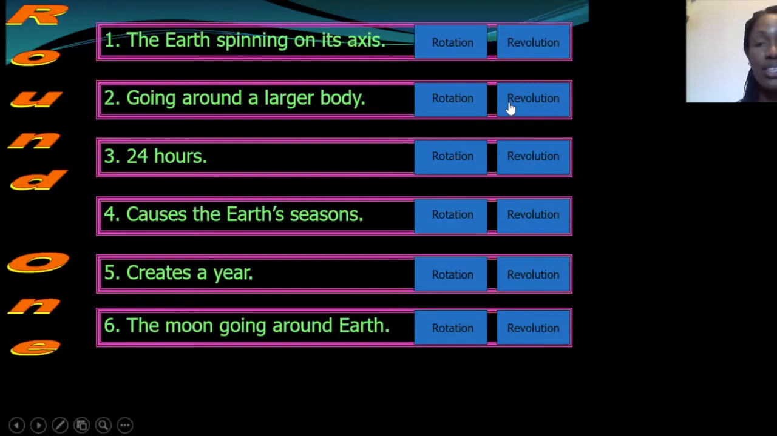My money is on rotation. Anyone else think it's rotation? Okay, let's try rotation. Question 4. Causes of the Earth seasons. Rotation or revolution? Let's see. Put in your answers before I press it. Rotation or revolution? Which one do you think should be it? Seasons? My money's on revolution.